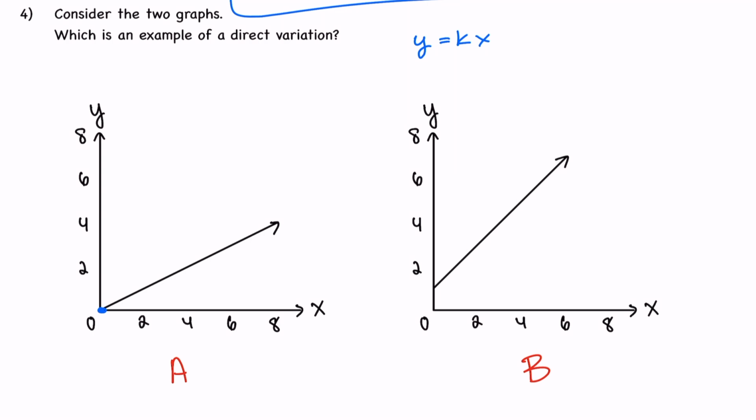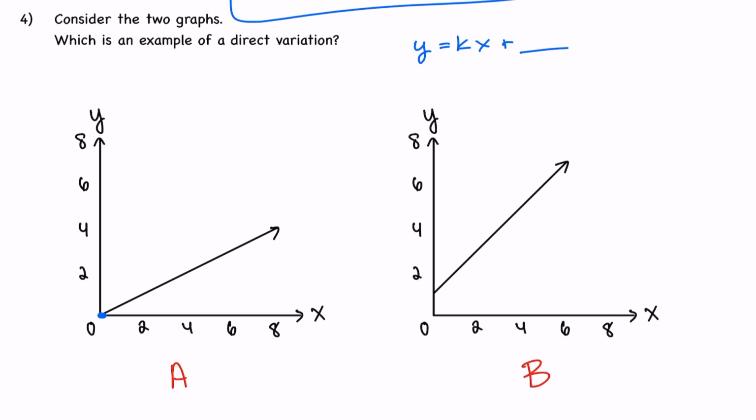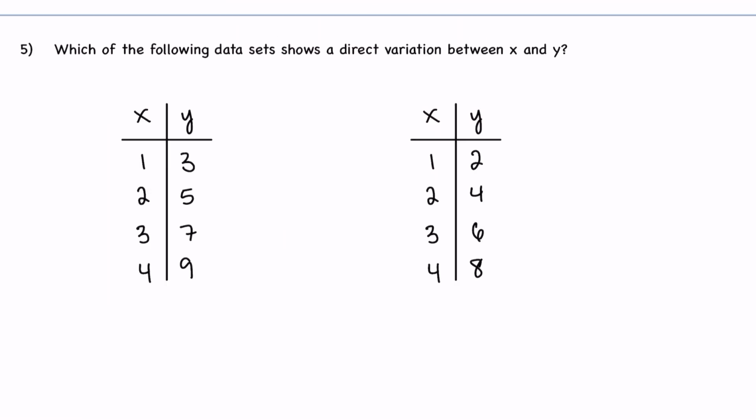This is a problem because it means that if x is equal to 0, y is not equal to 0. So that means there must be some sort of other part over here that is affecting y. So this would not be an example of direct variation, since direct variation means that y depends only on x and not any other factors. So in this case, the answer is A, as it's the only straight line that passes through the origin.